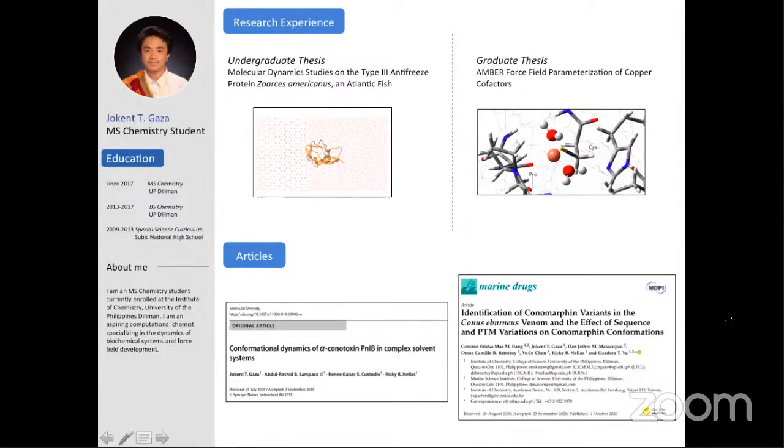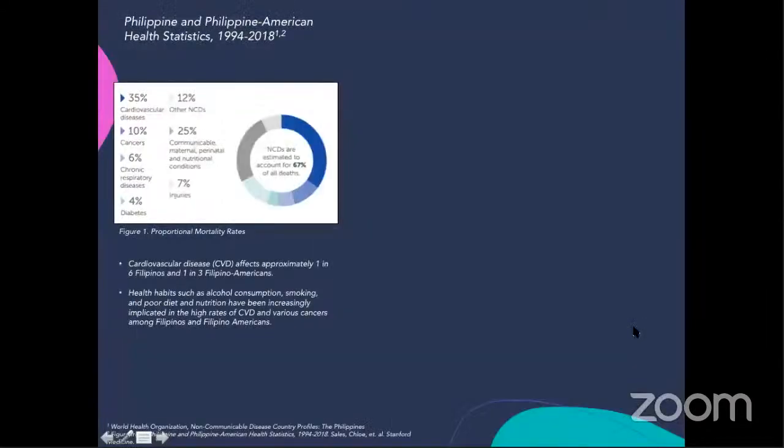Next slide, sir. So I would like to talk about something else. I would like to talk about hypertension, or high blood as we commonly know it. In a study done by WHO, they showed that the leading causes of death in the Philippines are diseases related to the heart, or cardiovascular diseases.